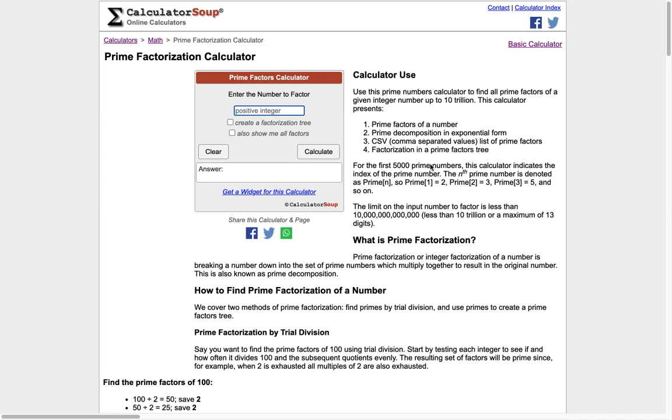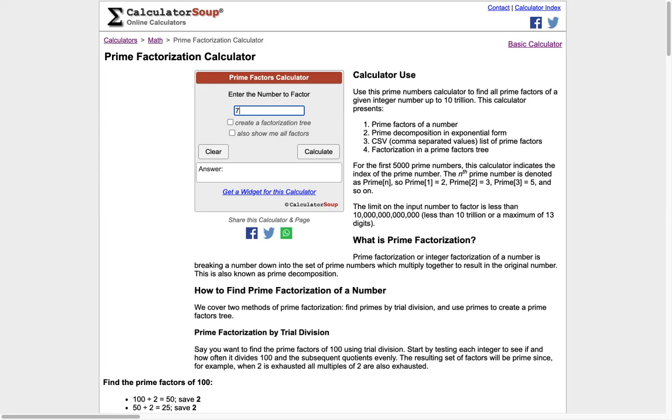Today we'll walk through the prime factorization calculator and take a look at its features. As a reminder, prime numbers are whole numbers or integers that can't be evenly divided by any number other than that number itself and the number 1. So when you do a prime factorization, you're taking a non-prime number and breaking it down into a list of all its prime factors. Now let's put in a number that we want to find the prime factorization for.